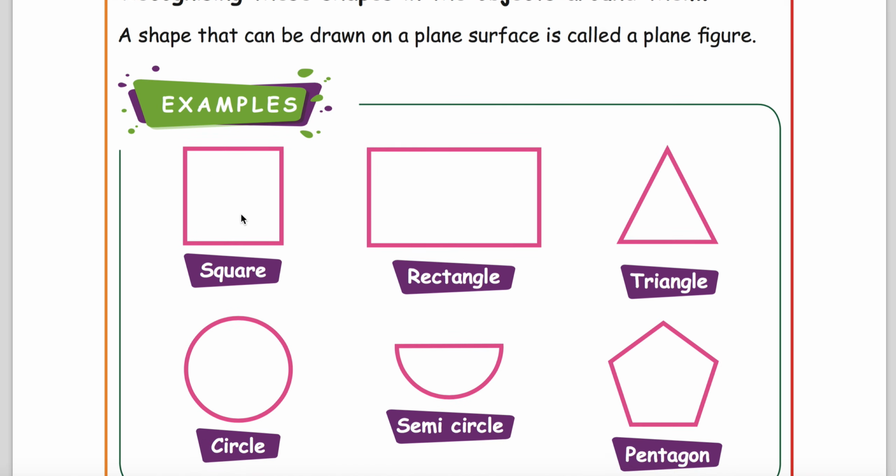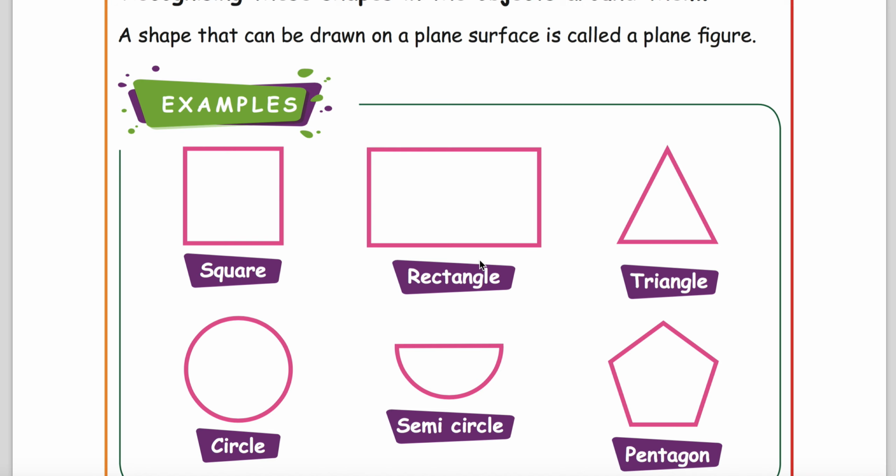So this shape is square. This one is rectangle. Square means which is having equal lengths at all sides. All sides are equal for a square, whereas in a rectangle the opposite sides are equal. Length and breadth are not the same. When the length and breadth of a rectangle are equal, then it becomes a square.